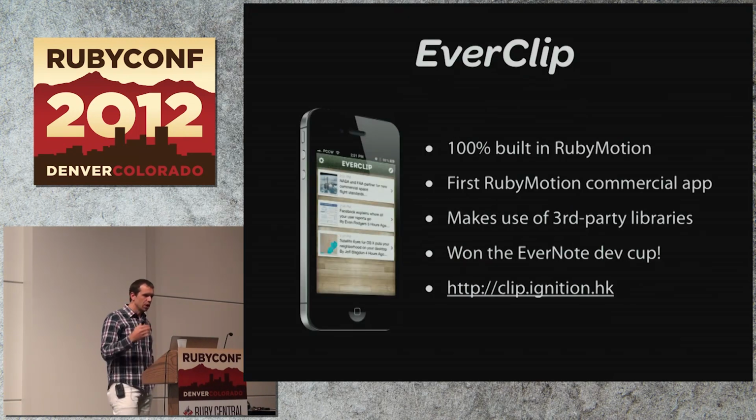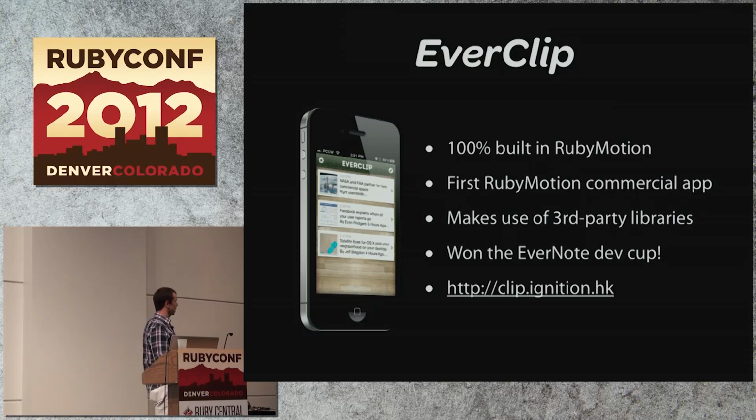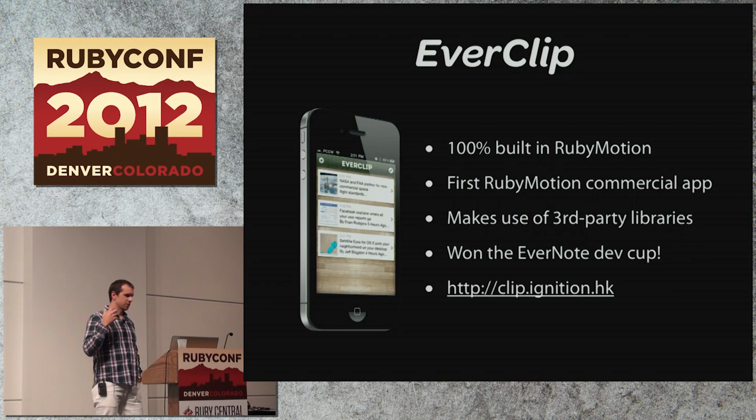But the question is, can you use this to build apps that actually run within this environment, within the store? The first app ever written in RubyMotion that was actually put on the App Store was called Everclip. This lets you actually get clips and send them up to Evernote. It was built completely in RubyMotion. It was compiled down and actually uploaded into the App Store.